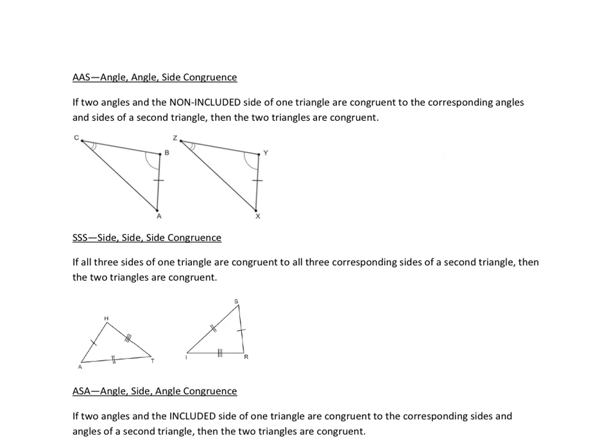So let's look at the first thing that proves triangle congruence. If you have this situation, which is called AAS, and it stands for angle, angle, side congruence. Angle, angle, side. It says if 2 angles and the non-included side of one triangle are congruent to the corresponding angles and sides of a second triangle, then the 2 triangles are congruent.